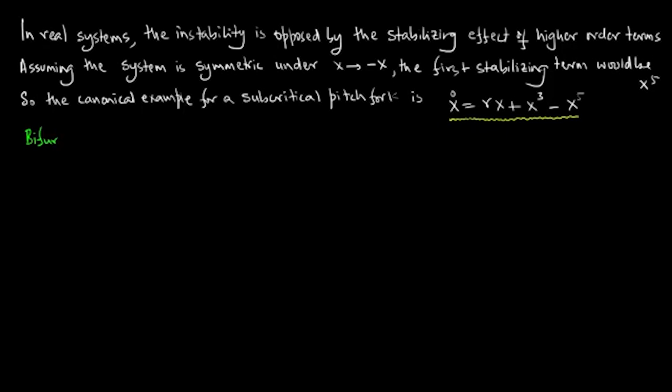And now we plot the bifurcation diagram for the subcritical pitchfork. So we plot x versus r, and it turns out to be quite an interesting looking bifurcation diagram.